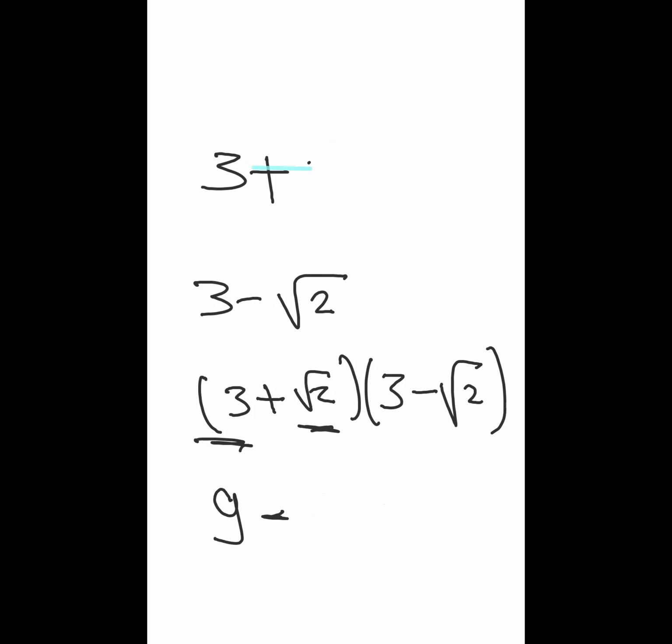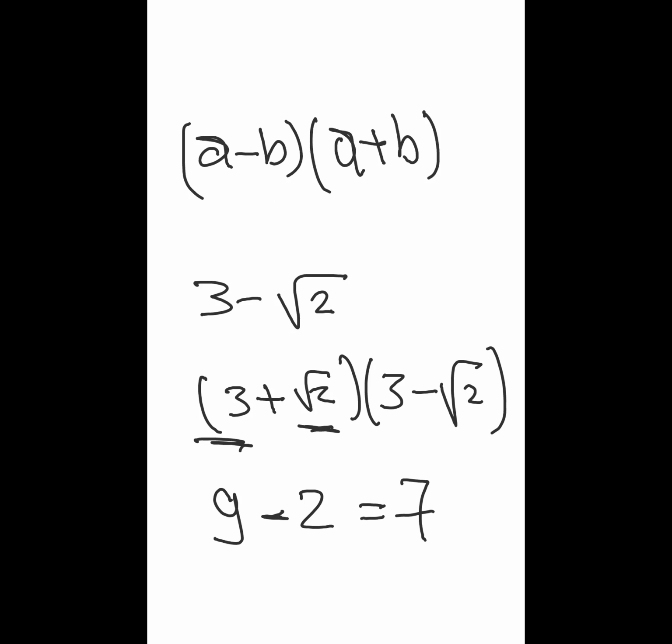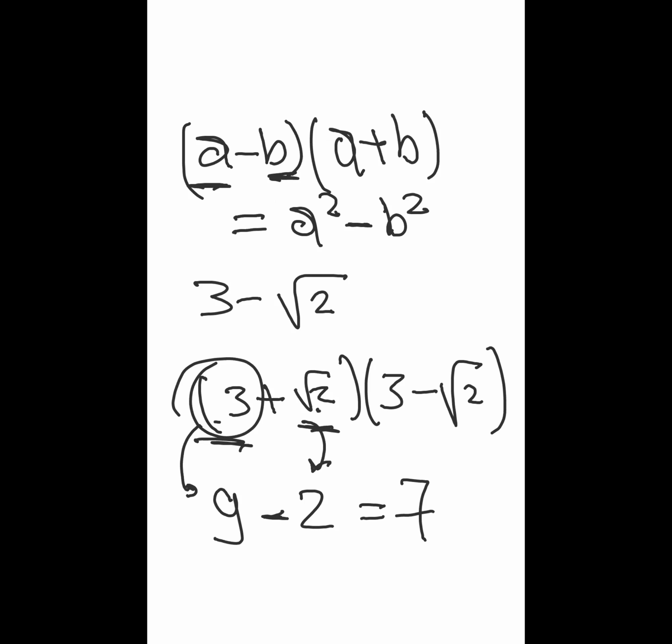Okay. We just explained one important rule. We said that a minus b times a plus b will equal a squared, the first term squared, minus the second term squared. So 9, which is 3 squared, minus 2, which is square root of 2 squared, so it will equal 7. Now it's clear? Yeah. Otherwise, we can solve it without any rules.